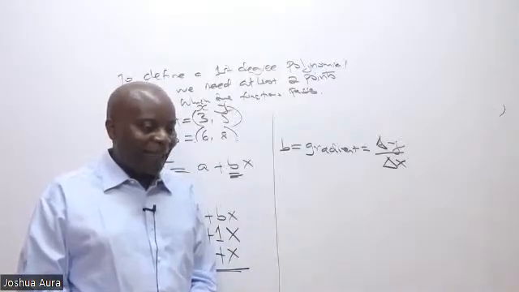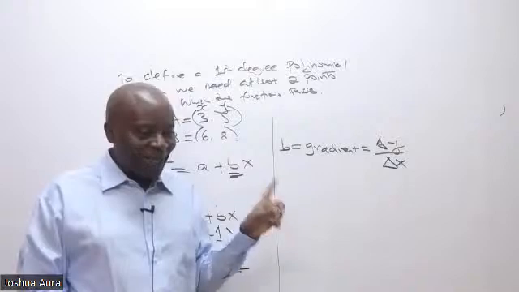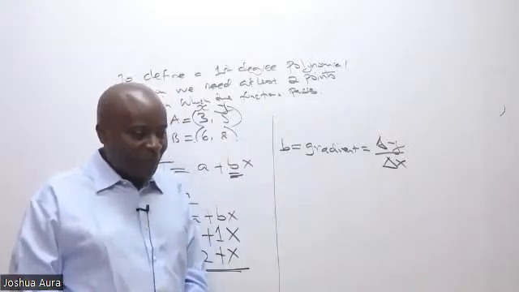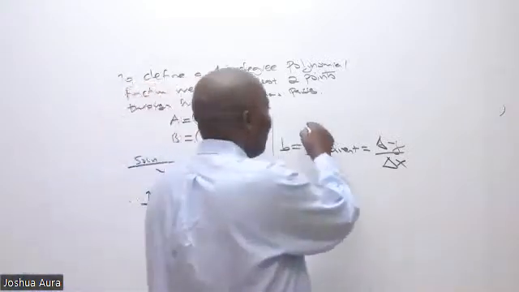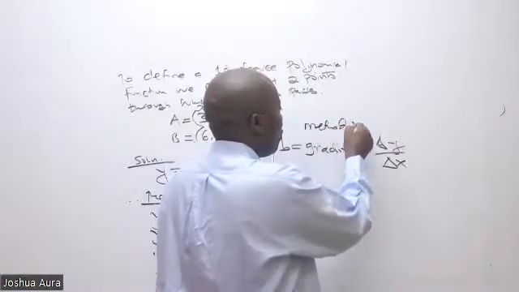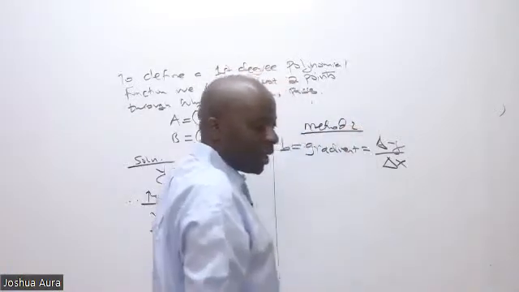Anyway, I'm joking. But is there anybody who is able to remember this change in y over change in x formula? So remember, this is method number 2 of getting, in this case, the value of b and the value of a.